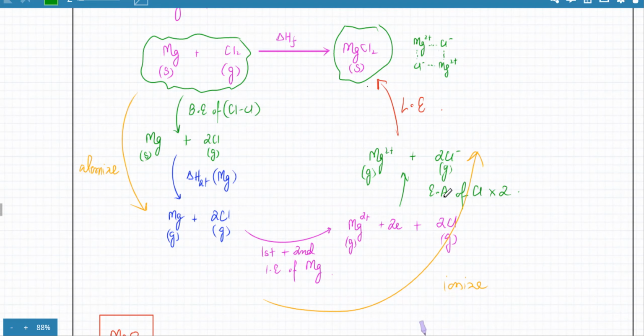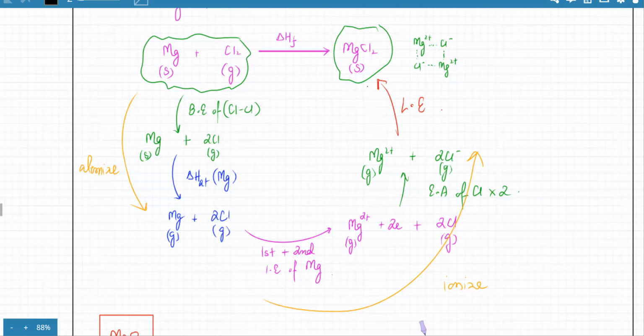The next part was turning them into ions. Mg loses 2 electrons to form Mg2+, and Cl gains electrons, which is the electron affinity of Cl, and becomes Cl-. The final part is that the gaseous ions get together to form the solid ionic lattice, and that is known as the lattice energy. So one path is equal to the other path according to Hess's law.